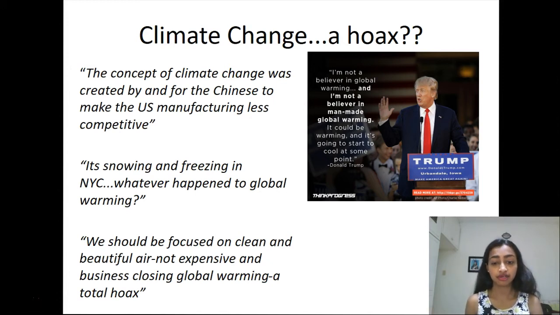So even though the developed countries contribute the most to climate change, it is the developing or the underdeveloped countries that actually feel the consequences. And I want you guys to take a look at the second quote. By the way, these are all things that he said on his Twitter account. He says that it's freezing and raining in New York City, whatever happened to climate change. What we need to realize is that climate change does not necessarily mean that every surface of the Earth will get warmer. In fact, there will be some places on Earth that might actually get colder.